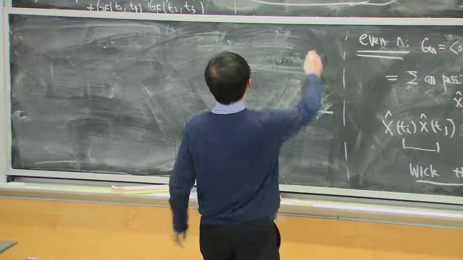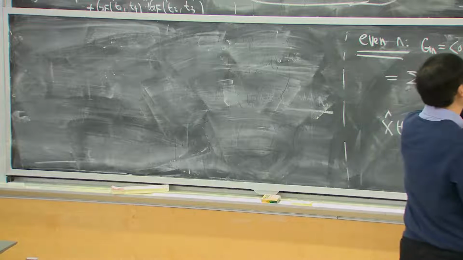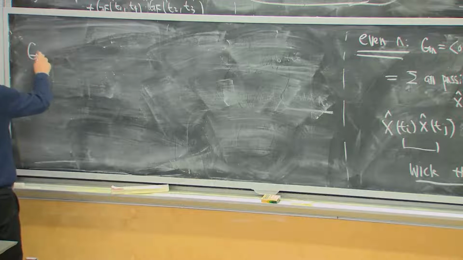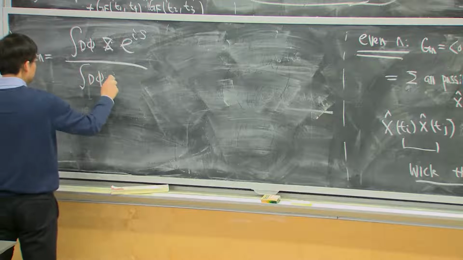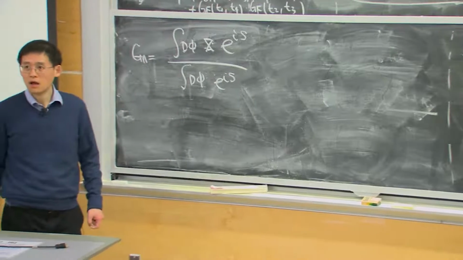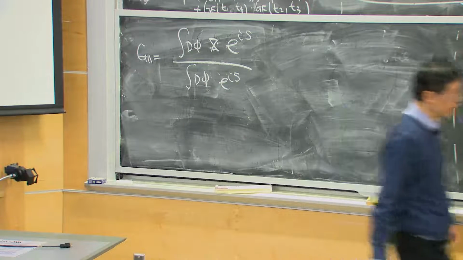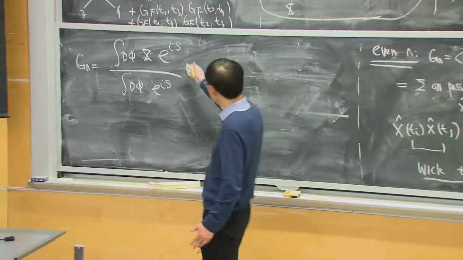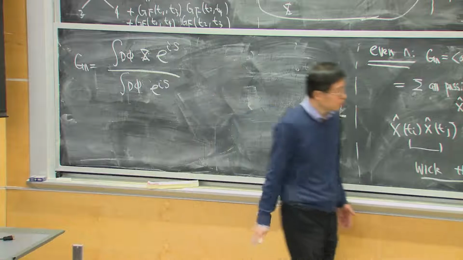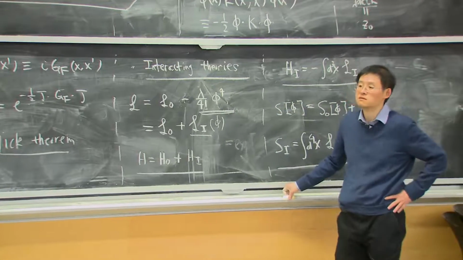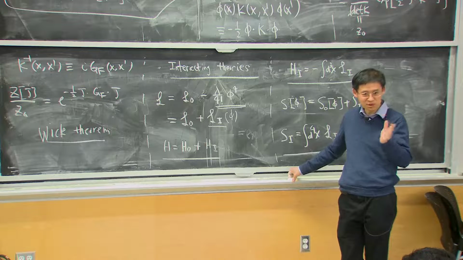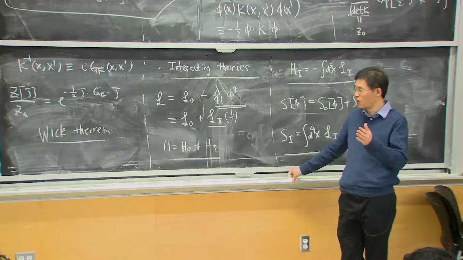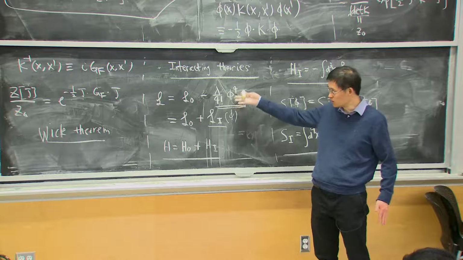Now let's imagine we want to compute this object. Again, we just use that formula: Gn is equal to the integral of d phi times x times exponential of iS, divided by the integral of d phi exponential of iS. Now the idea is the following. These path integrals are not doable, because once you have these non-polynomial, non-quadratic terms, we don't know how to do the integral, even for a one-dimensional integral, not to mention the path integral. We also don't know how to do such an integral for an anharmonic oscillator. Same thing, we don't know how to do it for field theory.